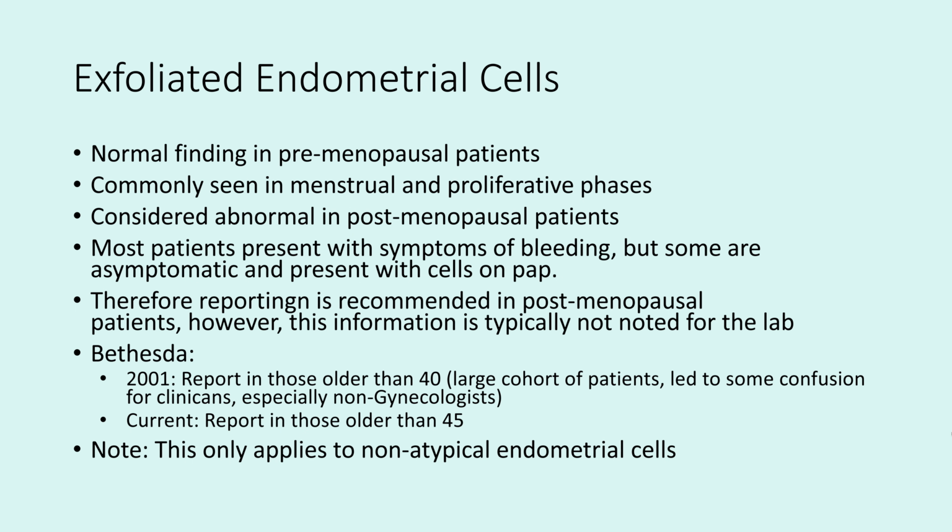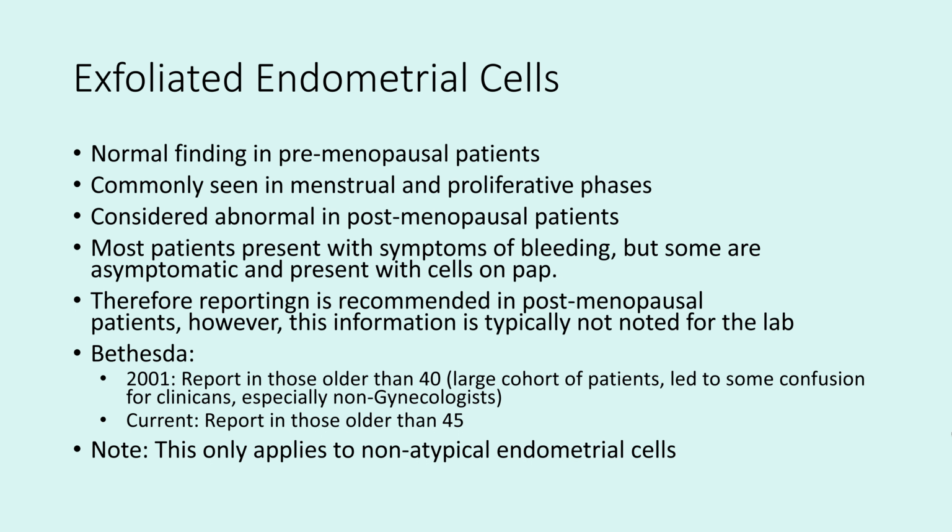So reporting is recommended in postmenopausal patients. However, this information is not typically noted for the lab. We don't really know when a patient is menopausal. Sometimes patients don't know if they're menopausal or perimenopausal. So back in the other iteration of the Bethesda, the cutoff was 40. This resulted in a lot of reporting of this finding. So anyone older than 40, you had to report endometrial cells, and some clinicians, especially non-gynecologists who do pap smears, were becoming sort of confused or spending a lot of time following up on these. So they moved the age to 45 in this current edition.